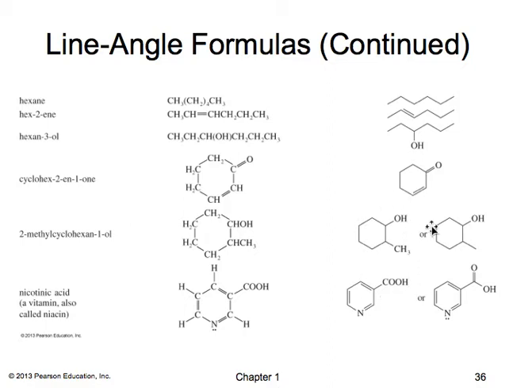2-methylcyclohexane-1-ol can be shown like this and this. This would be actually the true showing of it without showing the methyl, because this would be represented as a methyl. And then nicotinic acid shown here. The best representation, I would like you to show it with the carbonyl and the OH shown out instead of COOH in exams.